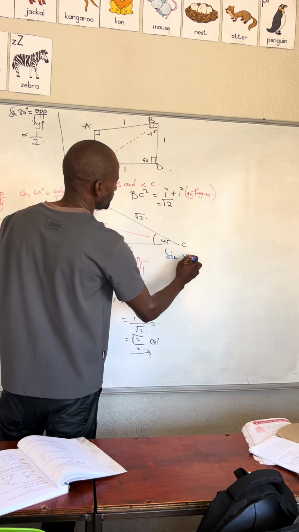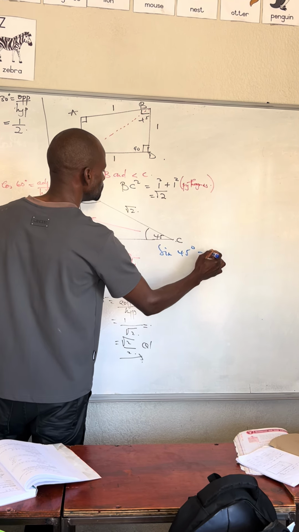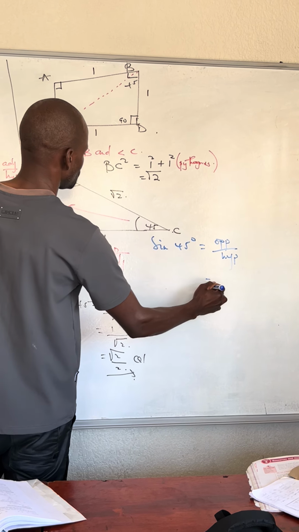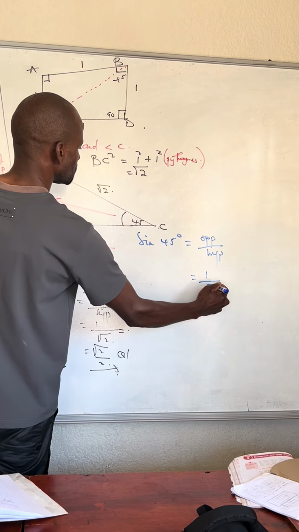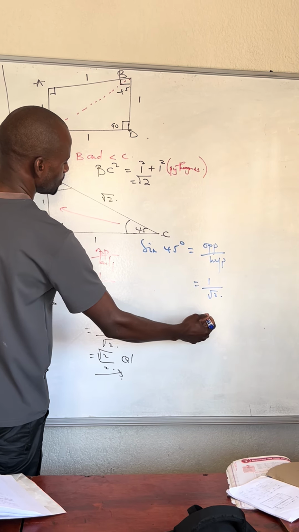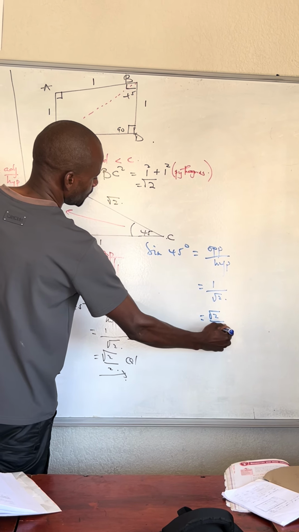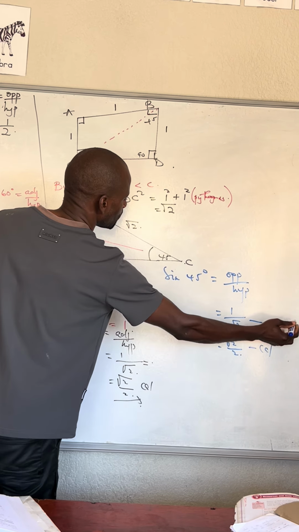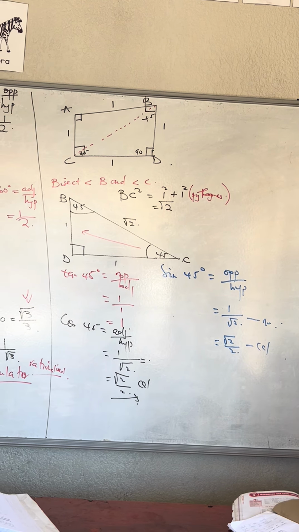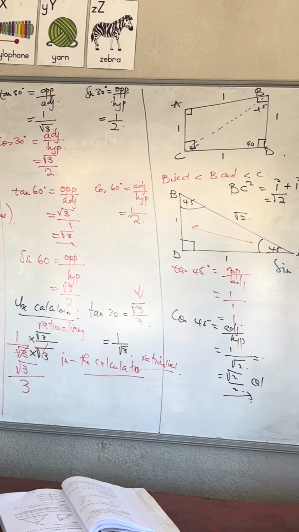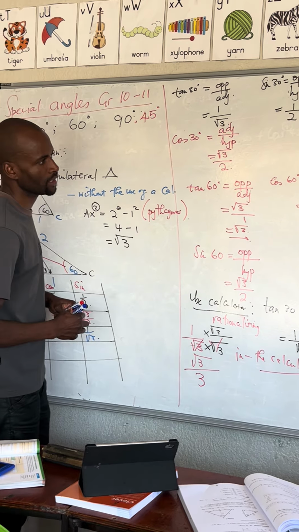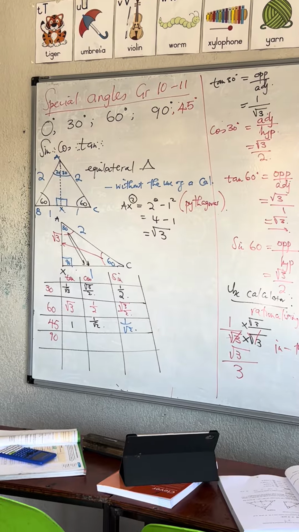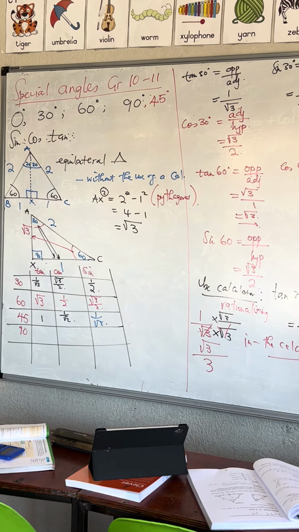Sine 45 degrees is equal to, sine is opposite over hypotenuse, which is equal to opposite 1, our hypotenuse root 2. So you also rationalize the denominator to give you root 2 over 2. This one is for the calculator, this one is for the non-calculator. So you're going to get 1 over root 2. So that's what is happening there. This is what you call special angles. For now, let's stop here.